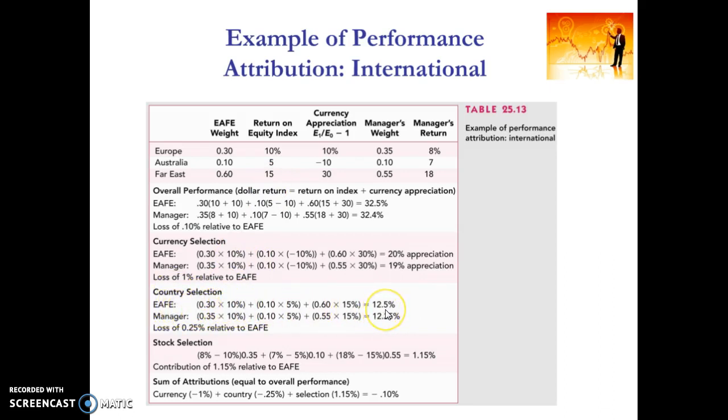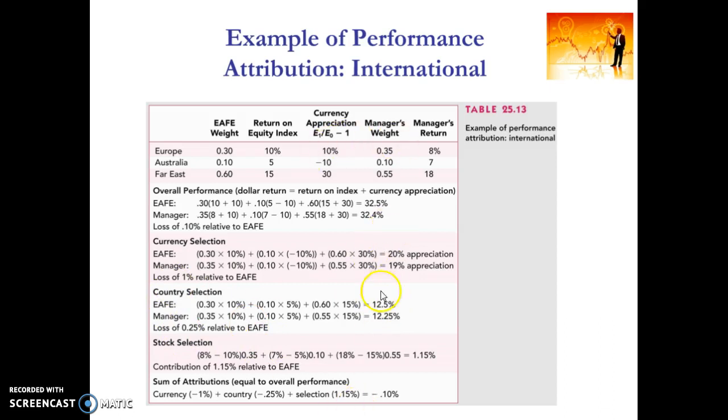We can see that the benchmark had 30% in Europe, which generated a return of 10%, 10% in Australia, which generated a return of 5%, and 60% in Asia, which generated a return of 15%. So the return due to country selection in the benchmark was 12.5%. I do the same using our weightings and the index returns, and we see that our country selection resulted in a return of 12.25%. But once again, we've underperformed the benchmark due to country selection.